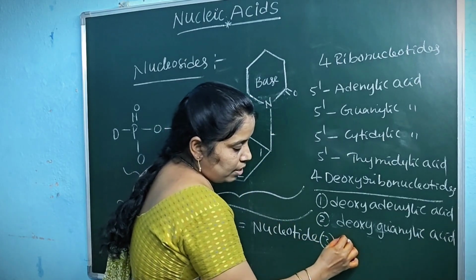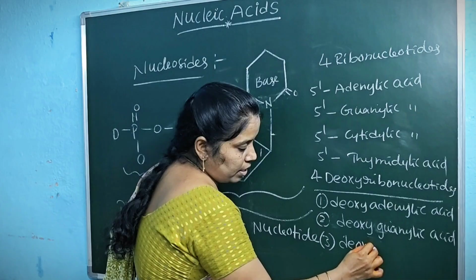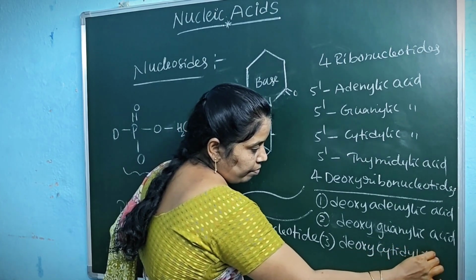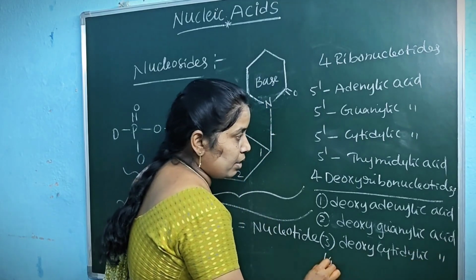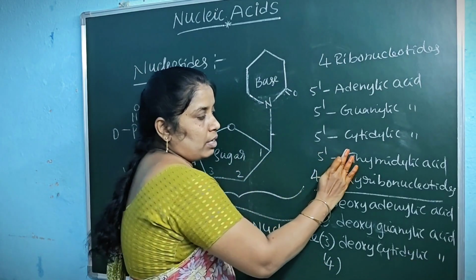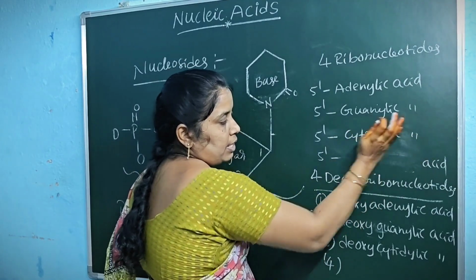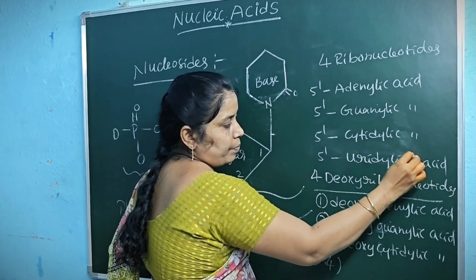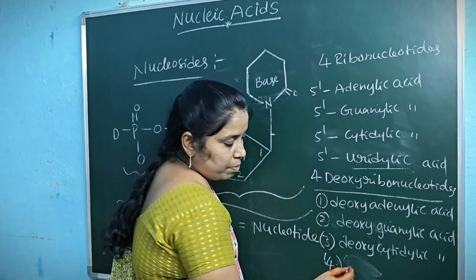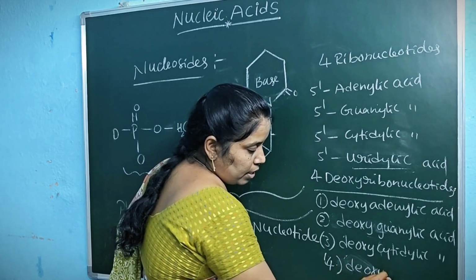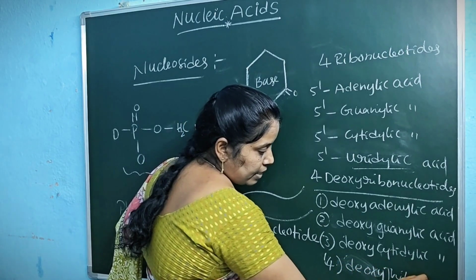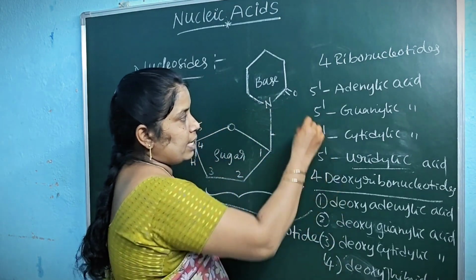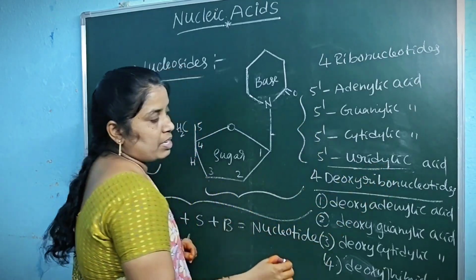So if the cytosine is present, then it is called deoxycytidylic acid. If the uracil is present, then it is called uridylic acid. Okay. So if thymine is present, that is called deoxythymidylic acid. So in case of RNA, uracil is present instead of thymine.